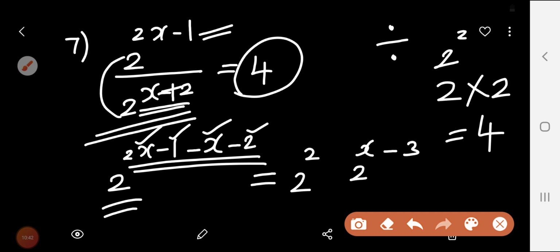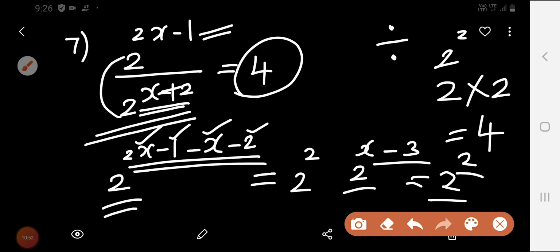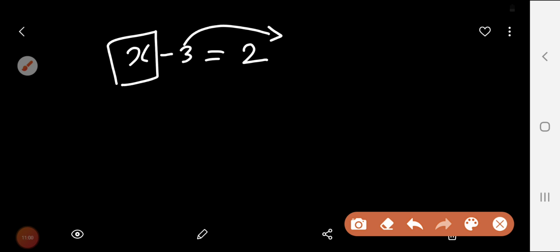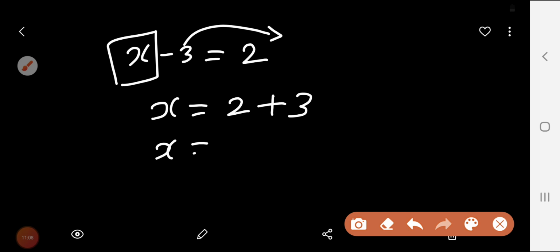So when we simplify this, we get 2 power x minus 3, which is equal to 2 power 2. Now the base is common, so we have to equate the powers. We get x minus 3 equal to 2. Now we need the x value, so we take this minus 3 to the RHS. If minus 3 moves to the RHS, it changes to plus 3. So x equals 2 plus 3, 5. Hope you understand. Do question number 7, subdivision 2 as your homework. I will meet you next class. Thank you so much, children.